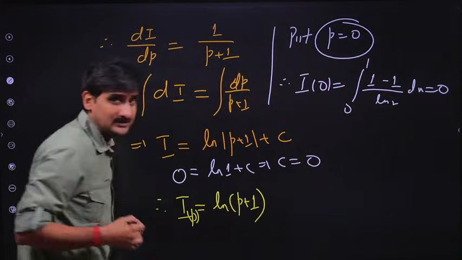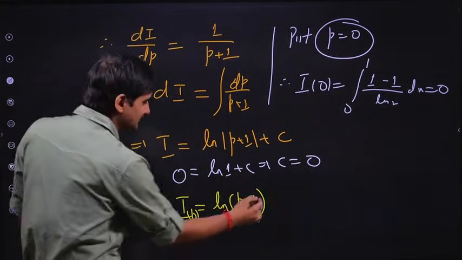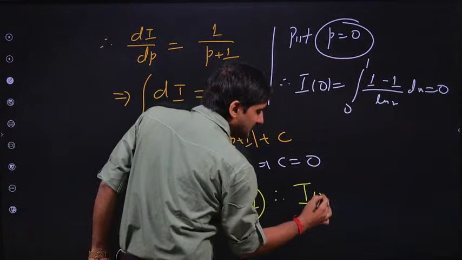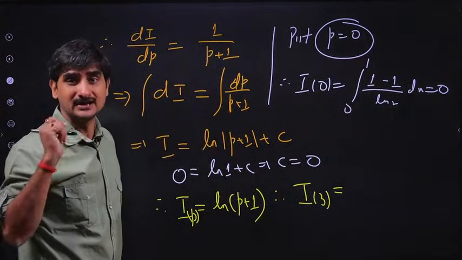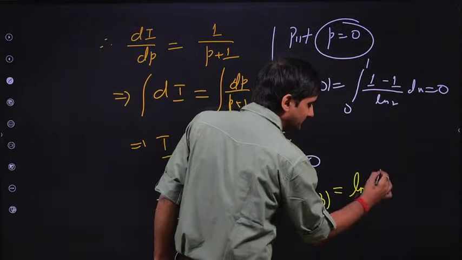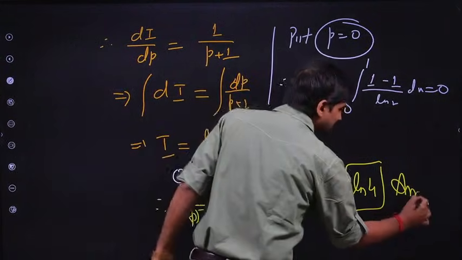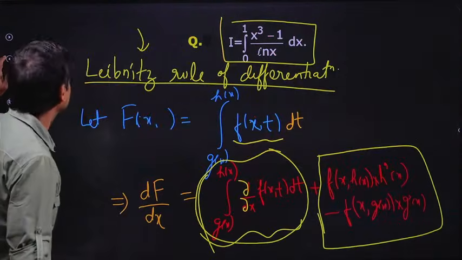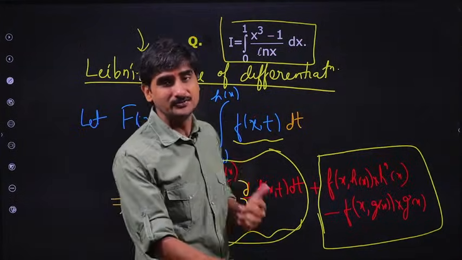Now what do we need? We need I(3), that's our integral from 0 to 1 of (x cube minus 1) upon ln x. So that will be ln of (3 plus 1), which is ln 4. That's the answer. A very special question according to me for you people.